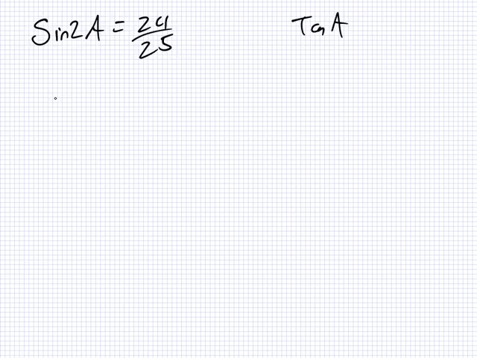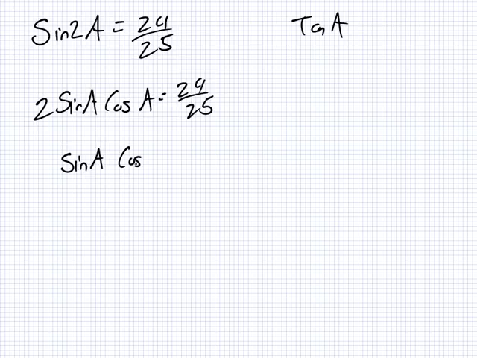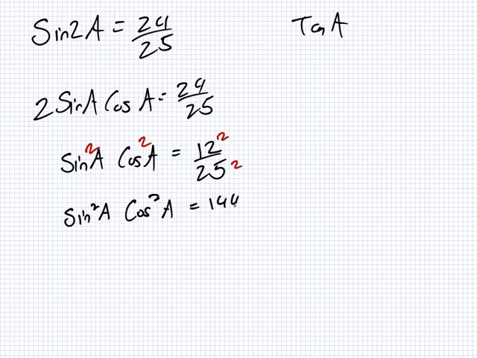So, you know that 2 sine A cos A equals 24 over 25. That means you know that sine A cos A equals 12 over 25 if you divide both sides by 2. Is that okay so far? Yeah, that's okay. Now, what I'll do next is square everything. So now I get sine squared A cos squared A equals 144 over 625.